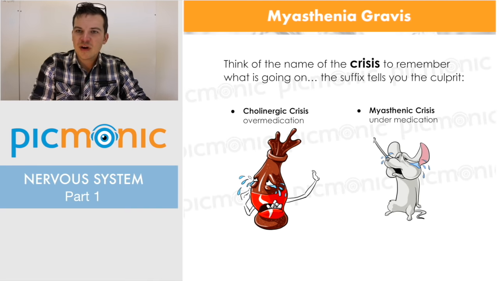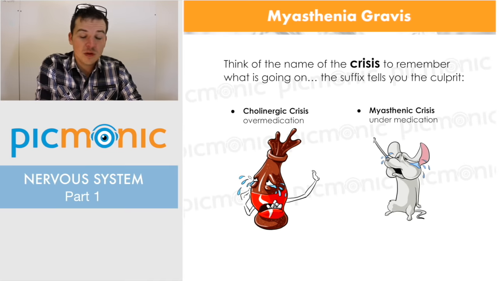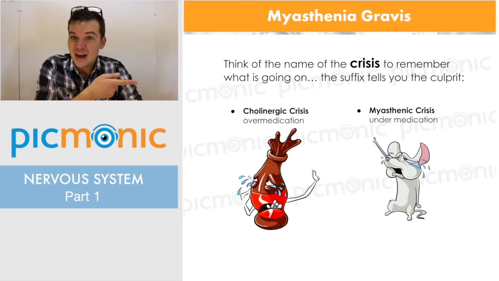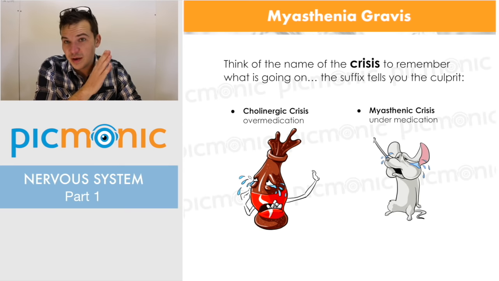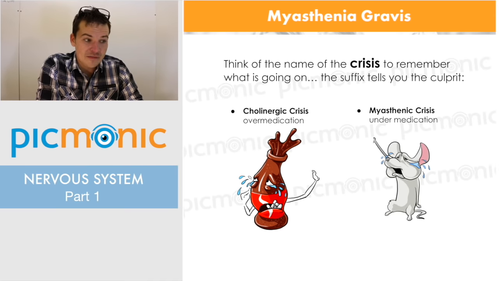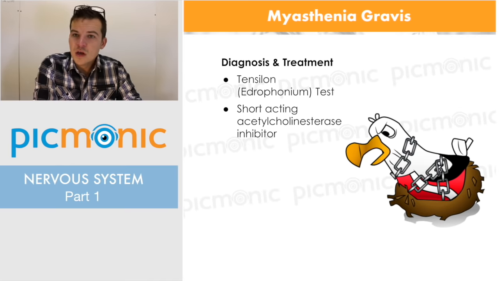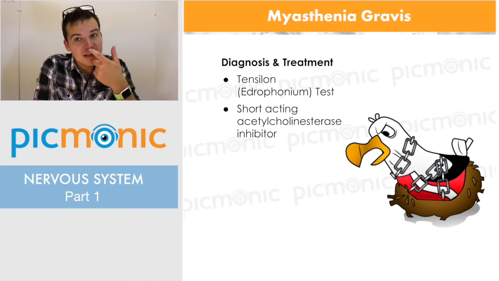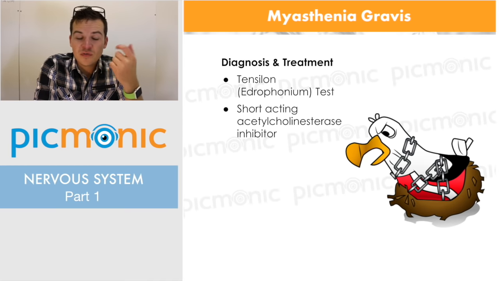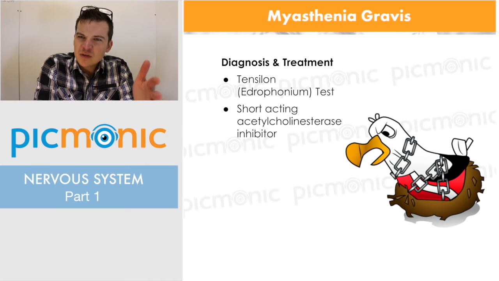So cholinergic crisis is a problem with way too much cholinergics, and way too much cola, as we show here, too much medication, and a myasthenic crisis is the problem is myasthenia. So the disease is just running amok, and I don't have enough medication. I need to get some medication to get myself in check. So what's the treatment? We already said the tensilon test or edrophonium, right? So how does it work?